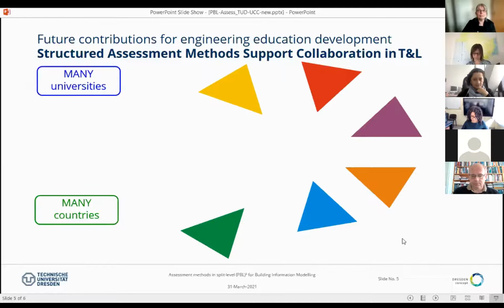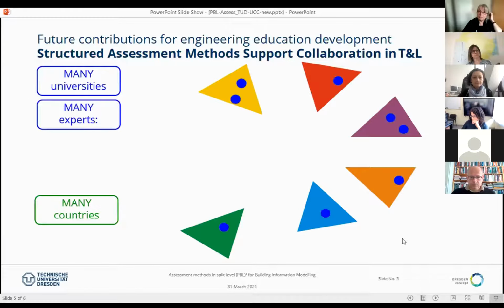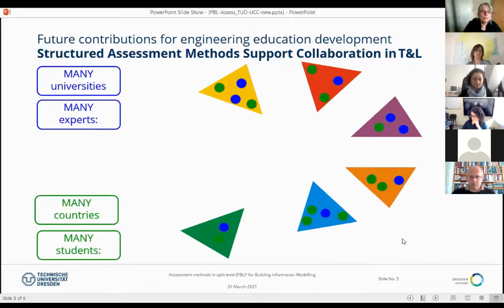So as a future contribution, through a detailed and structured description of, let's say, assessment styles, of assessment criteria, there's also an opportunity that in a more and more increasing specialist world, universities can join forces. We can bundle the expertise of multiple specialist teachers.